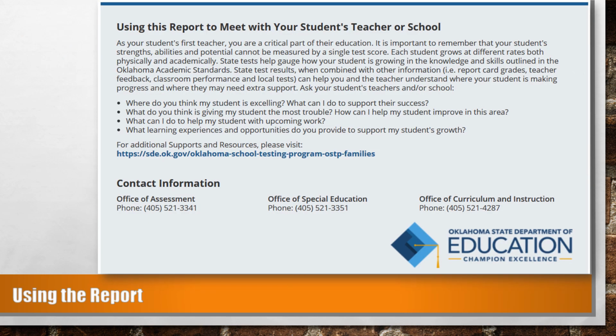You can use the information in this report and on the Parent Portal to meet with your student's teacher or school. As your student's first teacher, you are a critical part of their education. It is important to remember that your student's strengths, abilities, and potential cannot be measured by a single test score. Each student grows at different rates, both physically and academically. State tests help gauge how your student is growing in the knowledge and skills outlined in the Oklahoma Academic Standards. State test results, when combined with other information, can help you and the teacher understand where your student is making progress and where they may need extra support.